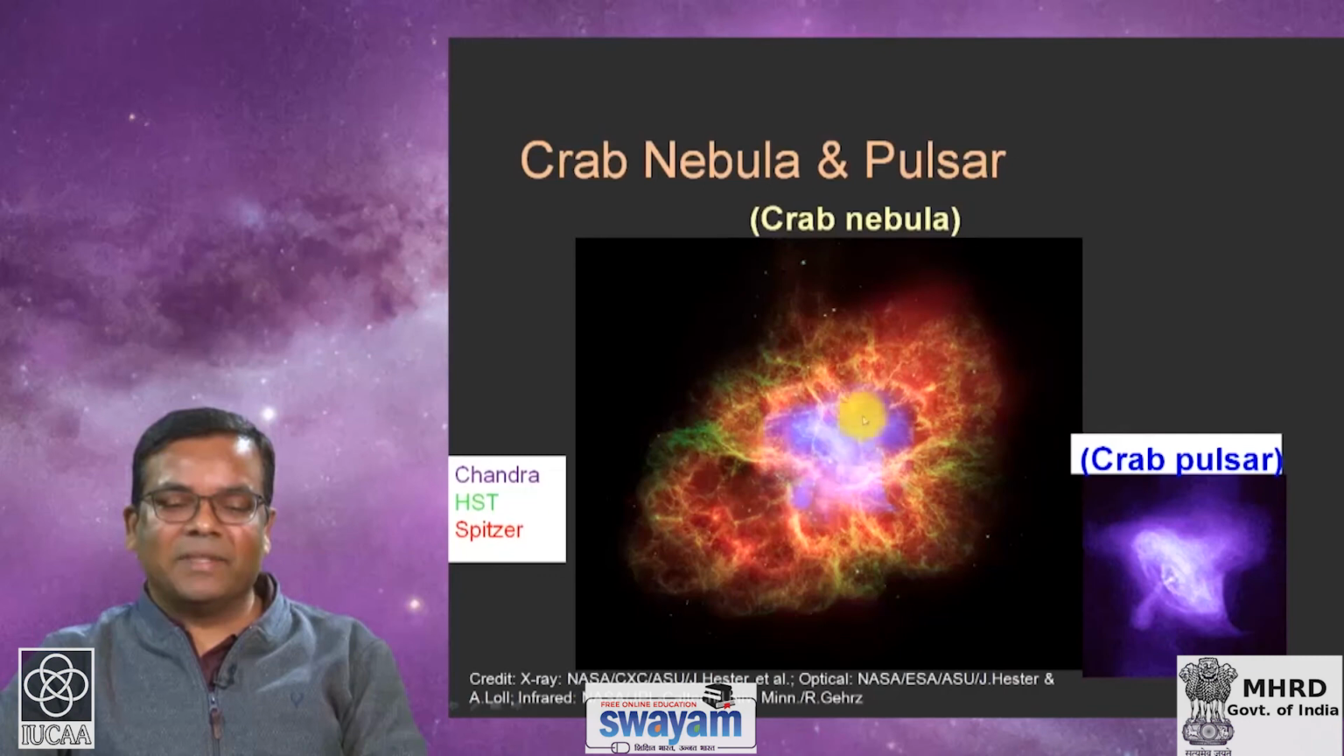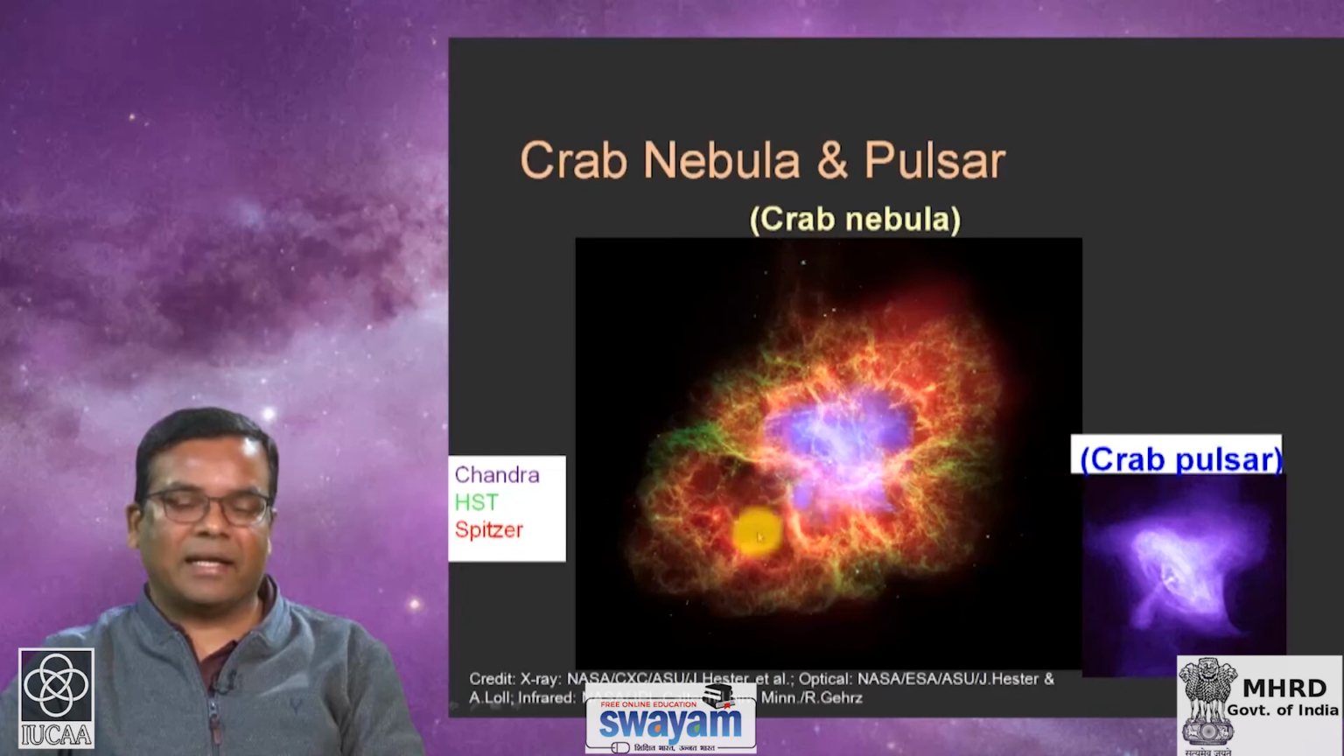The X-ray emission comes from the central regions, because synchrotron X-rays require highly energetic particles, so their lifetime is less. When the particles are thrown out by the neutron star, they generate the X-ray synchrotron radiation. They lose their energy and move out, generating radiation in the optical band and also in the infrared band. This is the composite image by NASA's great observatories: Chandra in X-rays, HST in the optical, and Spitzer in infrared.